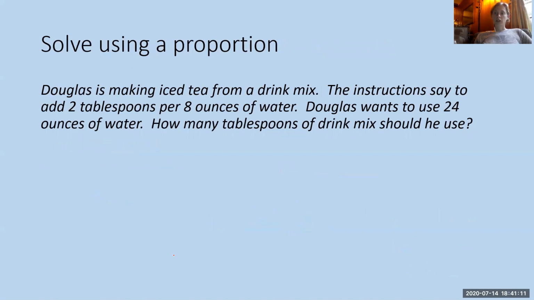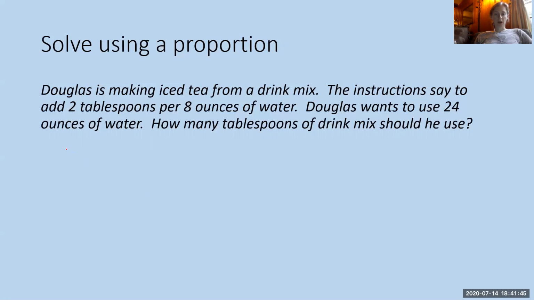Okay, so we're going to do another example very similar to the one we just looked at, using the same situation. So Douglas is making iced tea from a drink mix. The instructions say to use 2 tablespoons per 8 ounces of water, but now Douglas wants to use 24 ounces. How many tablespoons of drink mix should he use? So take a minute to see if you can figure that out based on what we just did together. And now we're gonna go through it together.